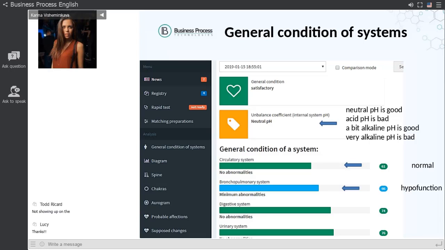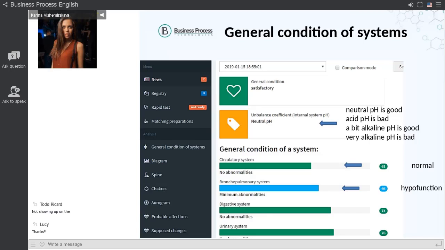What does it mean? It means that the circulatory system, the first one, the third one, digestive and urinary system, are in its perfect condition, normal, green. Green, this is perfect. The bronchopulmonary system is in hypofunction. What does it mean? Let's see on the next pictures.